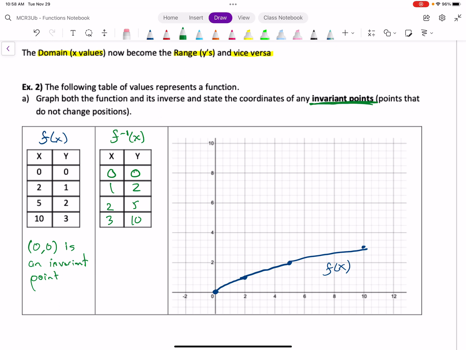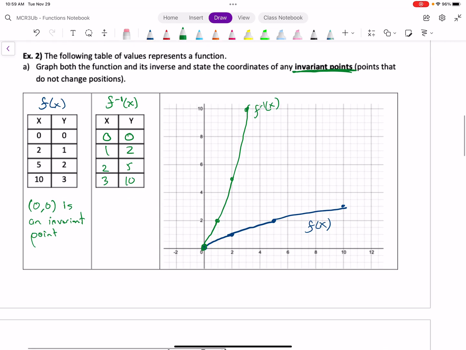So if I graph that, there's that (0, 0), it didn't change. And then I have (1, 2), and you can plot these in, (2, 5), and (3, 10). Again, if I connect those, it looks like that. And I'll label this f to the negative 1 of x, or the inverse of f of x. What's interesting is you get this visual relationship where it looks like things have rotated a little bit.